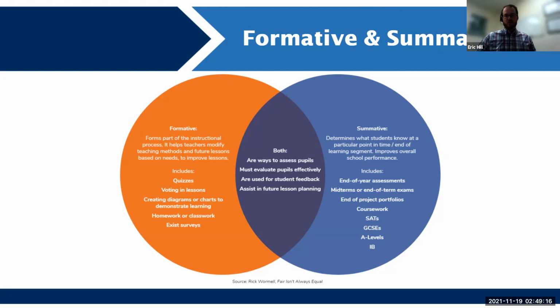before they leave the course. And even though they may get the score back, they may or may not have an opportunity to use that feedback to rectify something. So end of year assessments, mid-term final exams, end of projects, portfolios, things along these lines. Both are ways to assess students, and both can be used for feedback, although formative typically has more. Definitely both are used for future lesson planning.